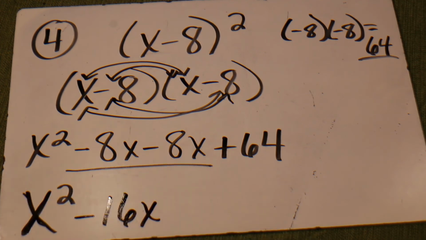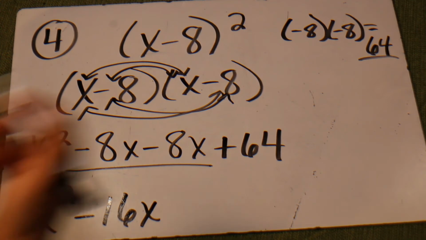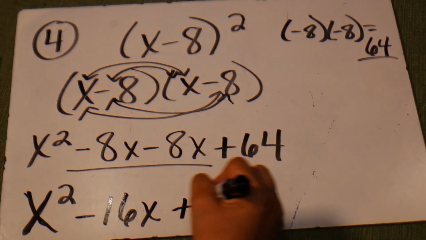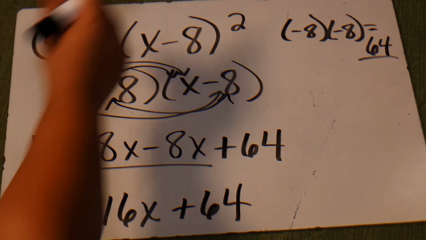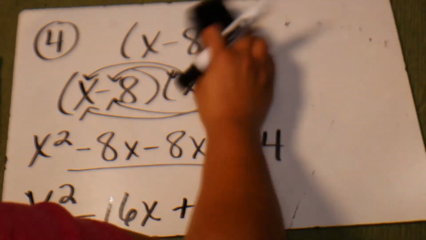Because remember, now why is it negative? Because you always take the sign of the highest number. Where there's really no highest number, because both of them are negative, so you know it's going to be negative. And then you bring this down plus 64. Okay? And that is the final answer. And remember, any additional questions, make sure you let me know.